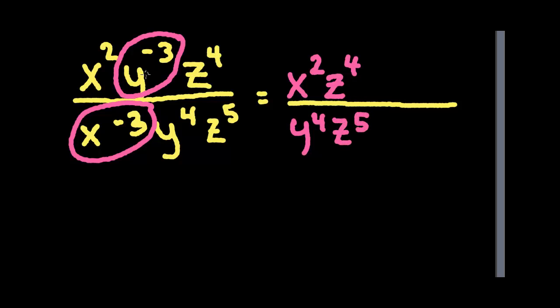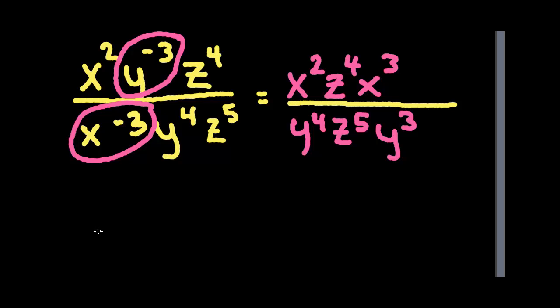But this Y on the top floor wanted to move to the bottom floor. So he's going to move down here, and now he has a positive exponent. And this X, who was down on the bottom floor, wants to move to the top floor. So now he moves up there, and now he has a positive exponent.